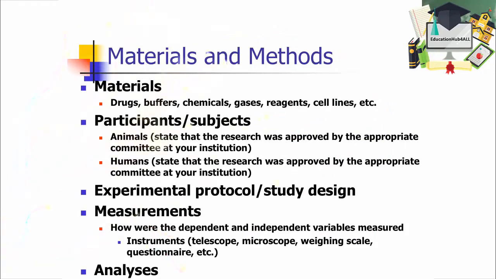You also need to give details about the experimental protocol. You need to say also how you measured your variables. How did you measure your dependent and independent variables? What instruments did you use? Telescopes, microscopes, weighing scales, questionnaires, etc. And then finally, what analyses did you do? How did you analyze your data at the end of the day? The exact components of materials and methods will of course differ depending on your discipline, so I'm just giving a broad overview here, but these are the basic elements that you might see.